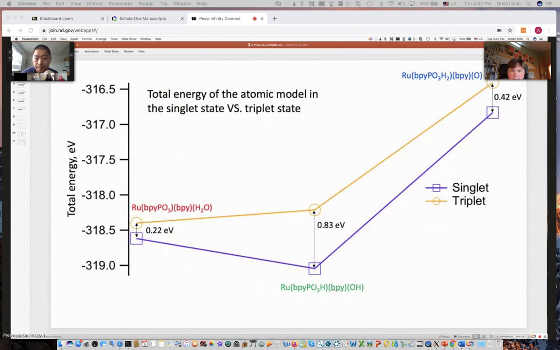So here I compare the energy difference between singlet state and triplet state. As expected, initially all of the models are in the singlet ground state. So it is safe to use singlet for all configurations? Yes. Okay. Yeah, that's very true for d6, I think, for all transition metals. The eg and t2g energy gap is too big for the pairing energy to compensate for it. And so they're almost always singlet ground state.